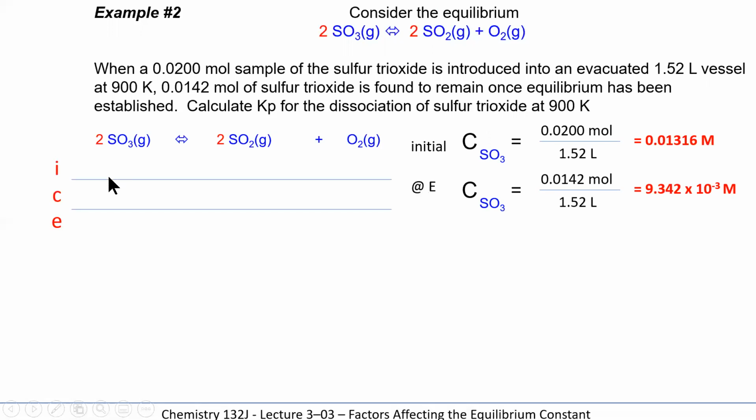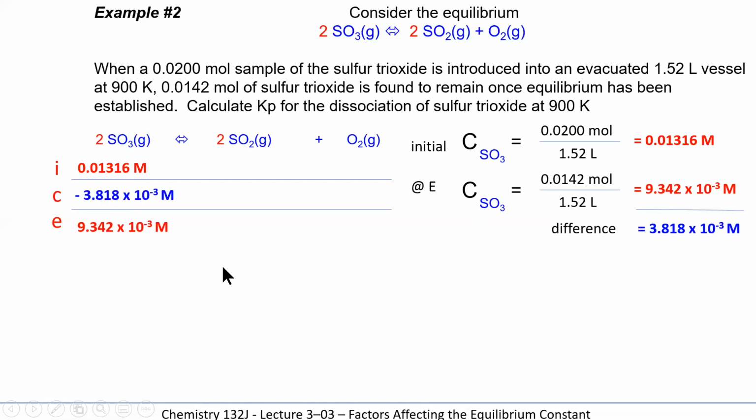So in our ICE table, we know the initial amount of SO3. We know the amount at equilibrium. Well, how did SO3 get from the initial state to the equilibrium state? Obviously, when we add SO3, and this system is not at equilibrium, the system will shift from left to right, making SO2 and O2 in a ratio 2:1, using up SO3 in the same ratio that it's producing SO2. So if we subtract the quantity at equilibrium from the initial quantity for SO3, we get a change of 3.8 times 10 to the minus 3 moles per liter.